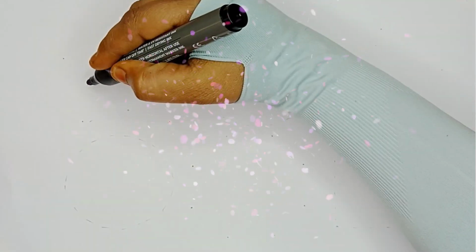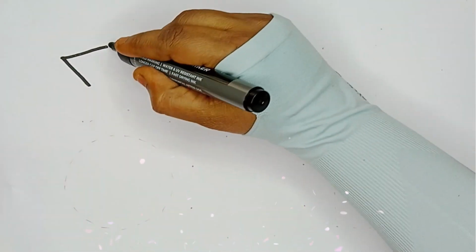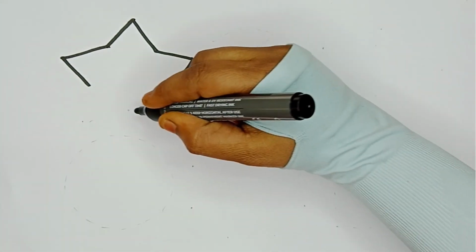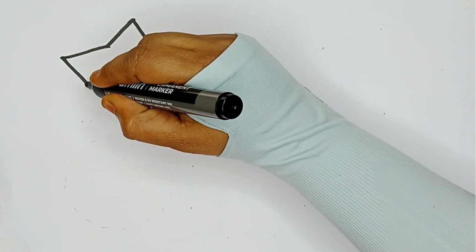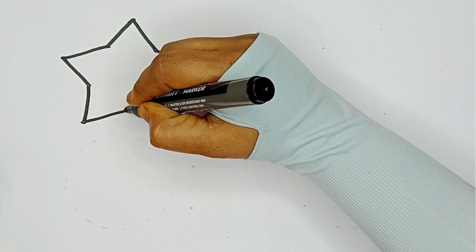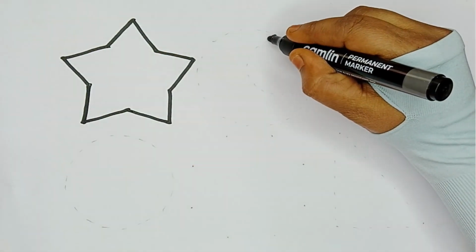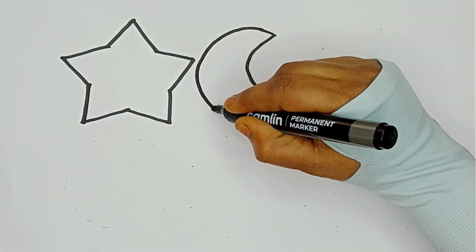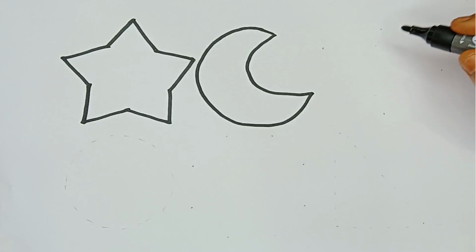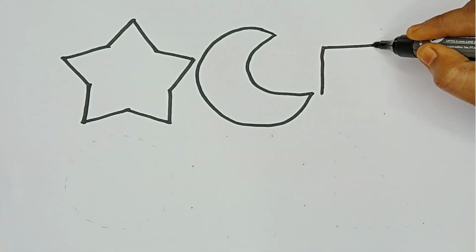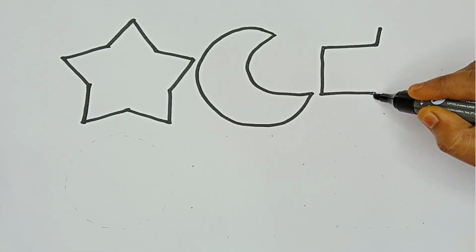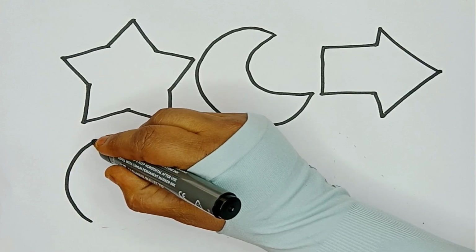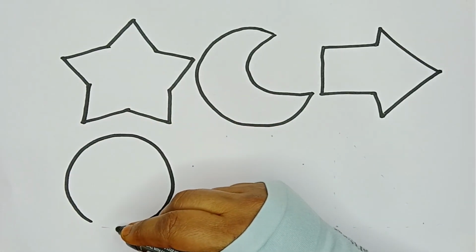Shapes names for kids. Star. Star. Crescent. Crescent. Arrow. Arrow. Circle. Cows in the pasture, moo moo moo. Cows in the pasture. Circle.